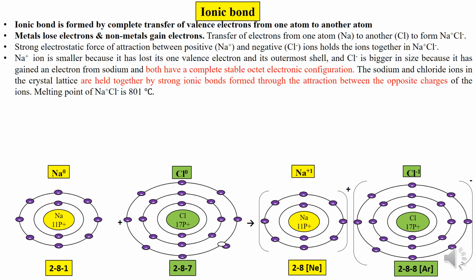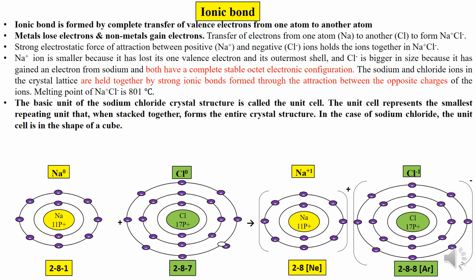So the sodium and chloride ions in the crystal lattice are held together by strong ionic bonds formed through the attraction, Coulombic force between the opposite charges of the ions, and therefore the melting point of sodium chloride is around 801 degrees Celsius. So you can just imagine the strength of this ionic bond. So by the melting point of sodium chloride, you can just imagine the strength of the ionic bond. So a very strong bond.